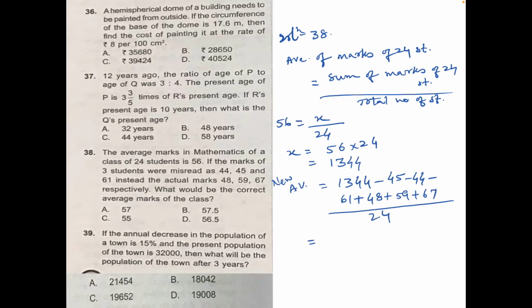Okay, so the total sum will be 1368. Instead of 1344, the sum will be 1368 divided by 24, and that way the new average is 57. A is the correct answer.